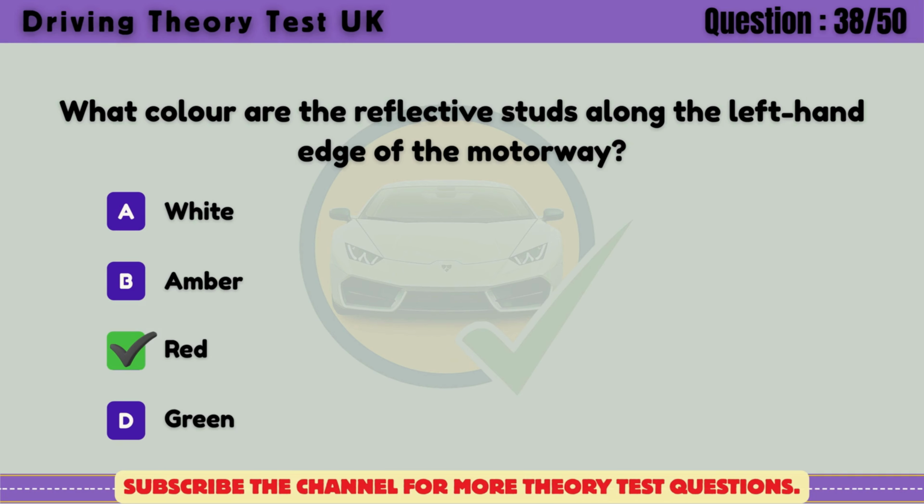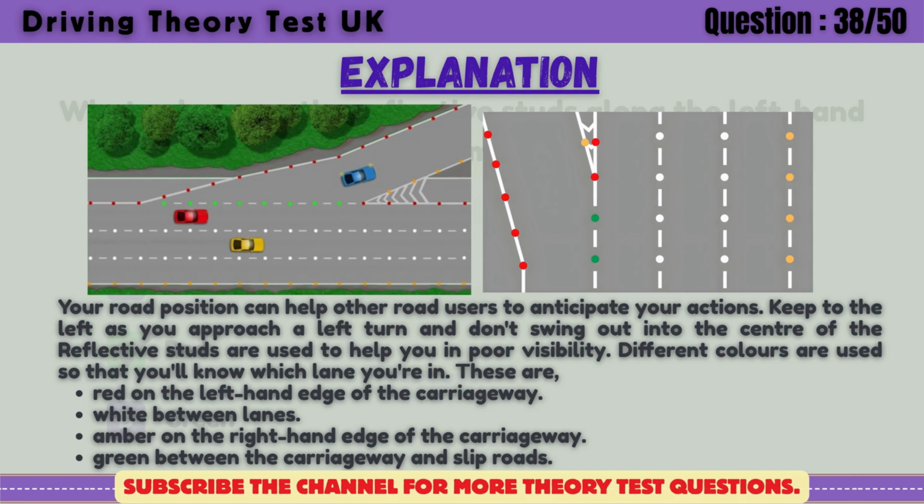Answer is C. Red. Your road position can help other road users to anticipate your actions. Keep to the left as you approach a left turn and don't swing out into the center of the road. Reflective studs are used to help you in poor visibility. Different colors are used so that you'll know which lane you're in. These are red on the left-hand edge of the carriageway, white between lanes, amber on the right-hand edge of the carriageway, green between the carriageway and slip roads.